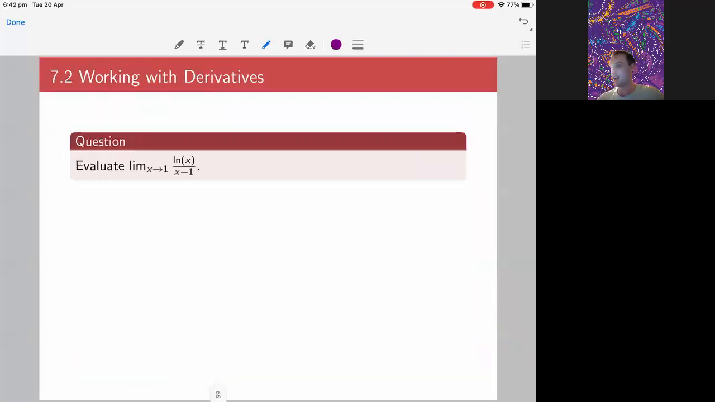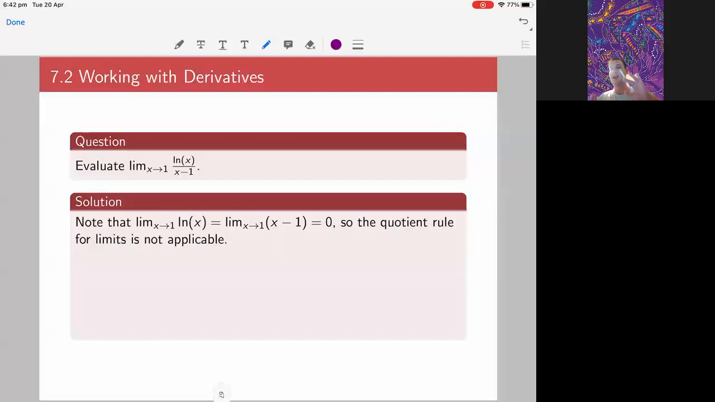Now, let's have a look at an example. So this is a fun example here. We're looking at the logarithm of x divided by x minus 1, and we're taking the limit of this expression as x is approaching 1. Now, we cannot apply the quotient rule. Why is that? Well, because the bottom is going to 0, but also note that log of 1 is 0, so the top is going to 0 as well. We've got this 0 divided by 0 indeterminate form here. We can't apply the quotient rule, but maybe we can apply L'Hopital's rule.